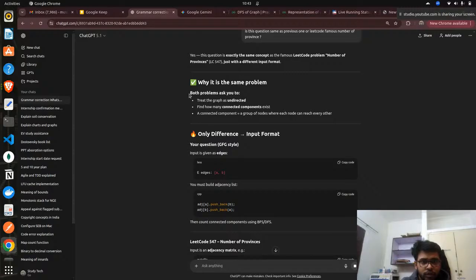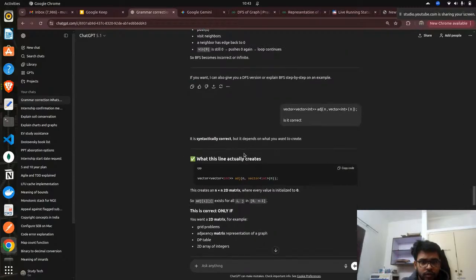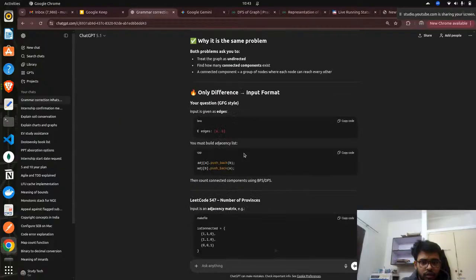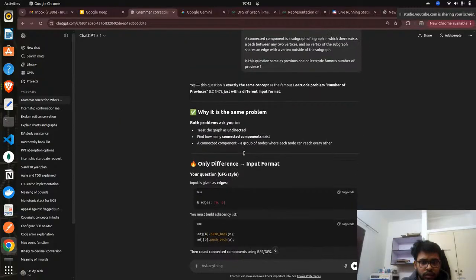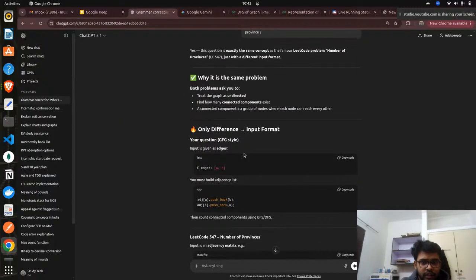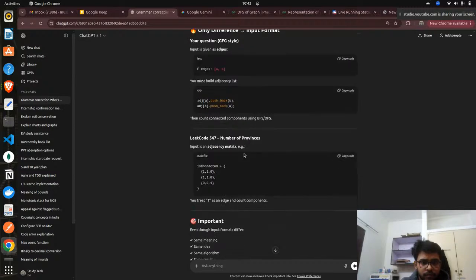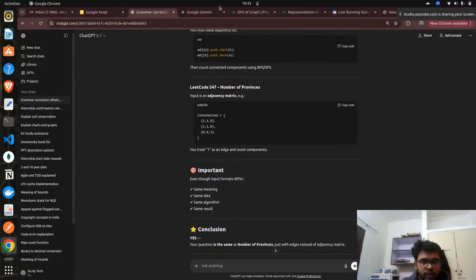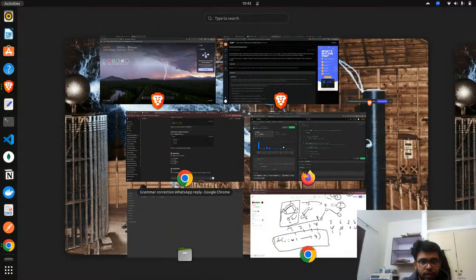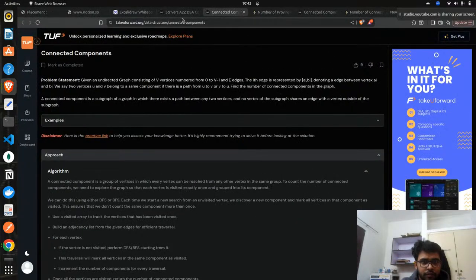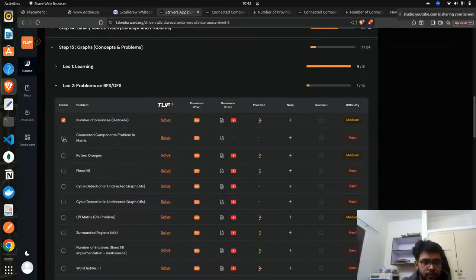Both problems ask you to treat the graph as undirected. The only difference is the input format: one gives an adjacency list and the other an adjacency matrix. So the only difference is the input format. The rest is the same.